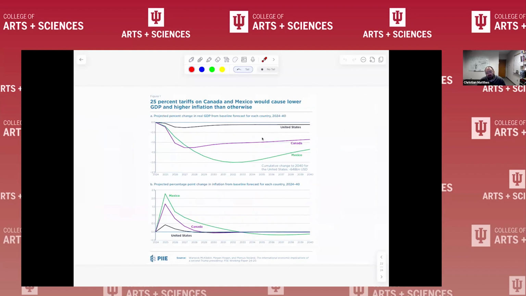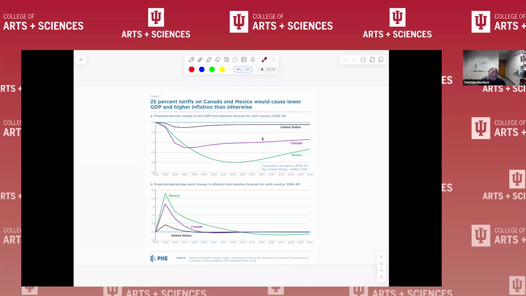Now, what do tariffs do to the U.S. economy and other economies as well? First, let me briefly discuss a study by the Peterson Institute, a think tank, but a very serious think tank that does a lot of really good quantitative modeling on issues like this. This is a series of graphs, two graphs, that show the effects of 25% tariffs on Canada and Mexico. What would the effects be on the US economy? That's in black here, on Canada in purple, and Mexico in green.